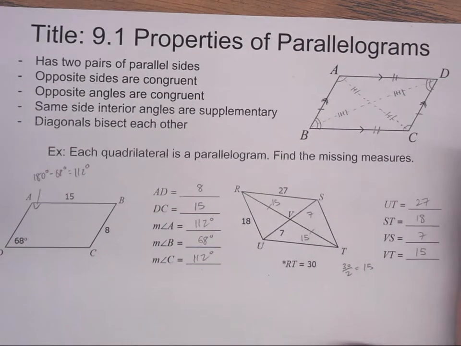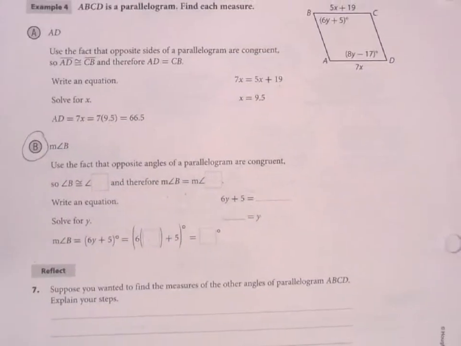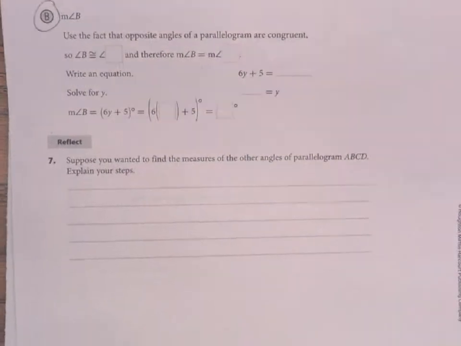Okay, so that's it for this handout. So next part I have is the examples that I went over in class. Okay, so this part, this is page 424, letter B.